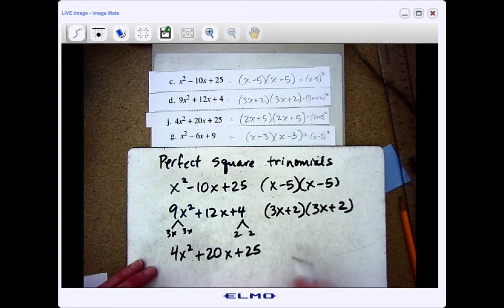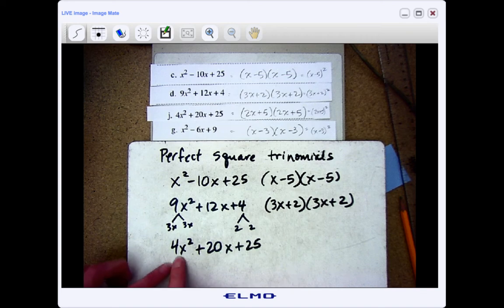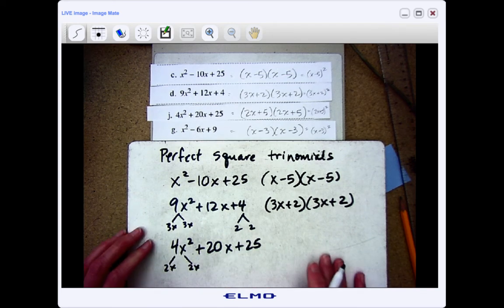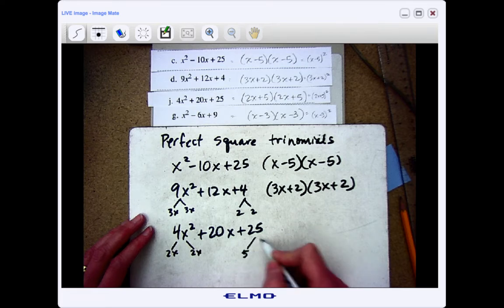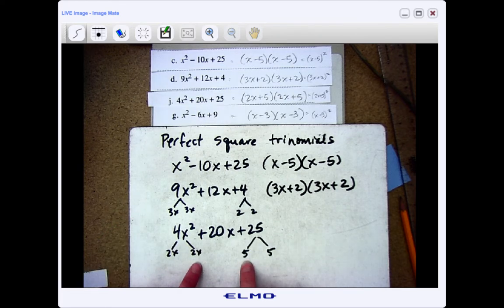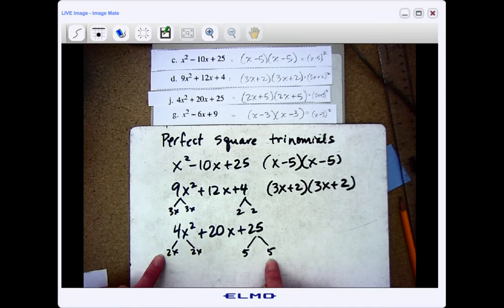Okay, so if I look at this, what's the square root of that? 2x times 2x, and 25 is 5 times 5. If I multiply 5 times 2x, that gives me 10x. And 5 times 2x, that also gives me 10x. It's going to make that 20x in the middle.